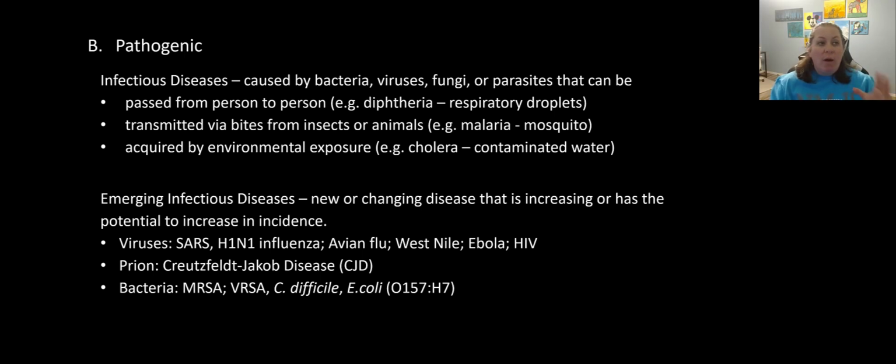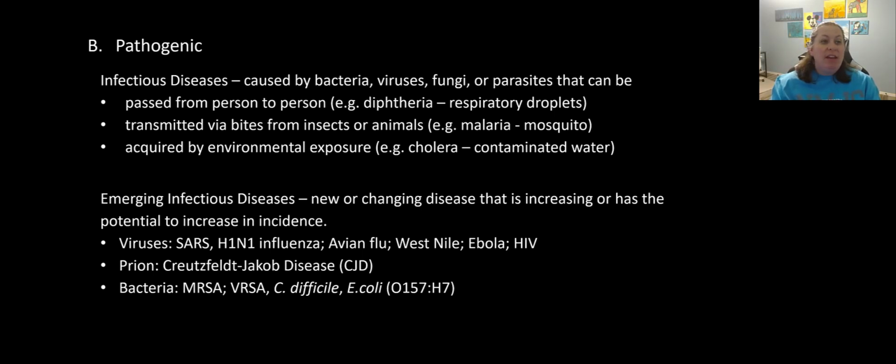All right, so what about the pathogenic side? What about the ones who cause disease? Well, there is a group called the infectious diseases, and these are caused by bacteria, viruses, fungi, and parasites. They can be passed from person to person by respiratory droplets, like if I cough, it gets in the air and you breathe it in. This is what happens with diphtheria.